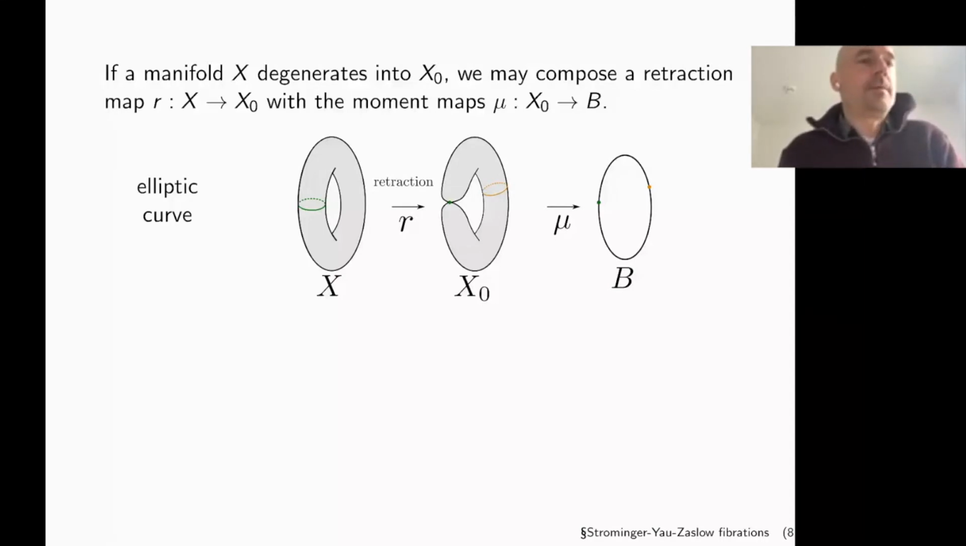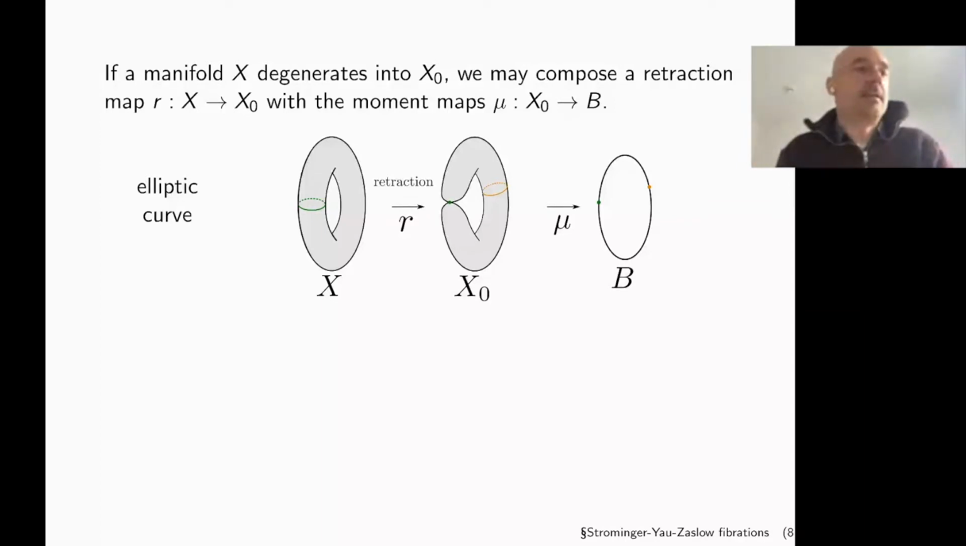And if you do this in a family, there's a retraction map from the smooth elliptic curve to the degenerate one. And then I can compose with a moment map. Now notice that here, this degenerate elliptic curve is a CP1, where I've glued 0 and infinity together. So it's an example where I glued something to itself. And so then the moment map maps to an interval where I've then glued the endpoints, which is a circle.